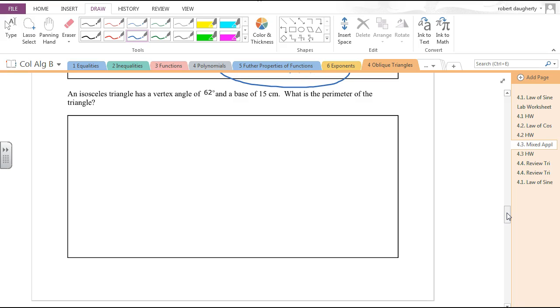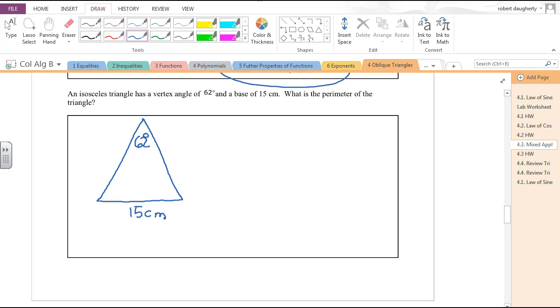Okay, let's keep on. An isosceles triangle has a vertex angle of 62 degrees and a base of 15. What is the perimeter of this triangle? This one's a little bit different. Again, I'm assuming you guys took geometry at some point in a previous life, okay? Which angle is 62 degrees? Yeah, the top angle is 62 degrees. Where's the base of that triangle? Yeah, this is 15 centimeters.